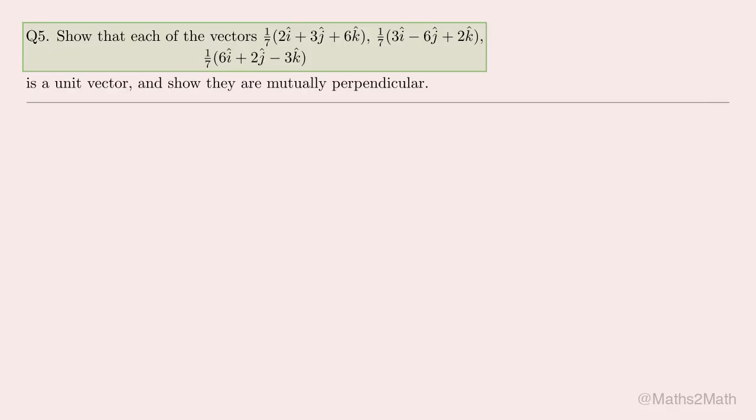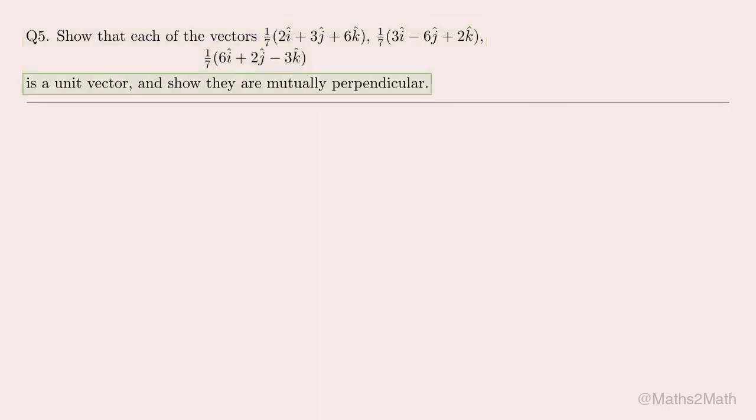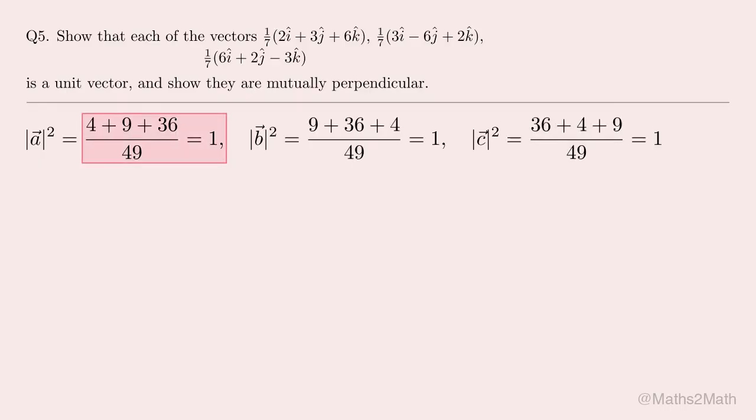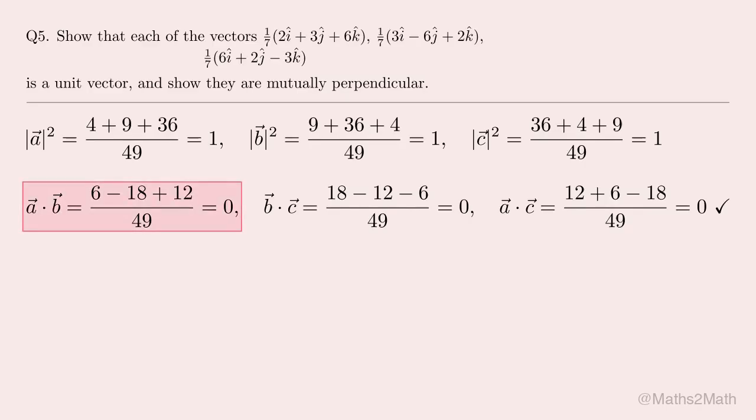Question 5. 3/7 scaled vectors, check lengths and pairwise dots, 49 under each root, zeros in each dot. Each squared magnitude is 4 plus 9 plus 36 over 49, 1. All unit vectors. Each pairwise dot vanishes. 6 minus 18 plus 12, and so forth, all 0.